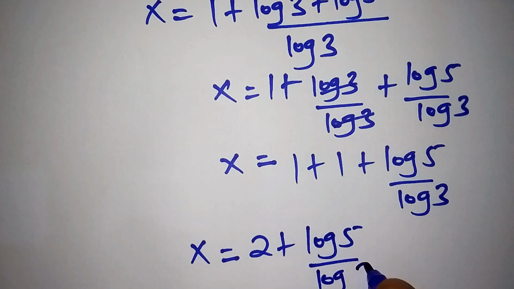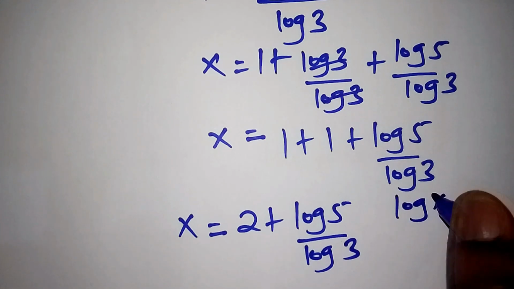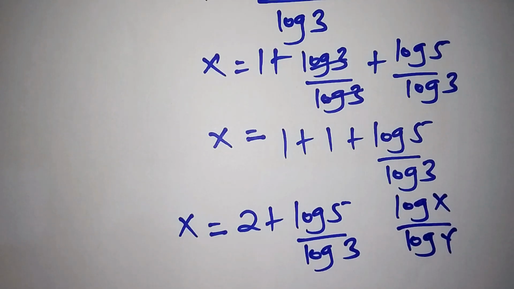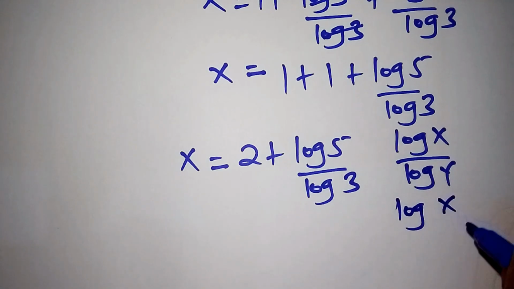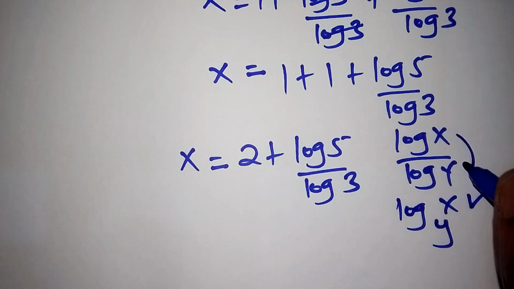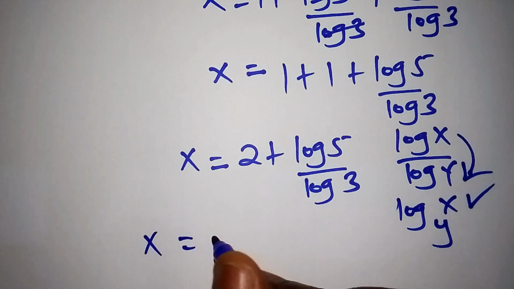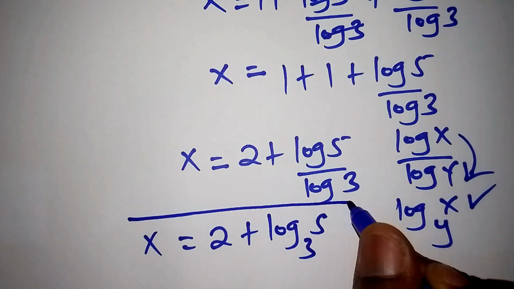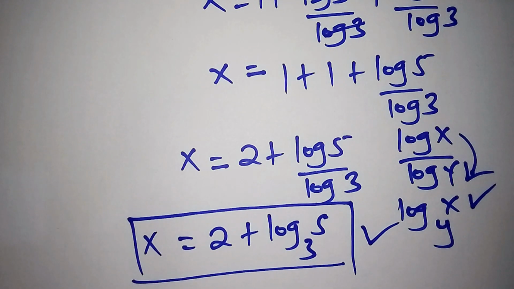Assuming we have the log of x all over the log of y, this can also be written in the form of the log of x to the base of y. That is now the correct answer after converting this. So finally, our value for x is equal to 2 plus the log of 5 to the base of 3. So these make our correct answer. Let's stop there and see you in our next video.